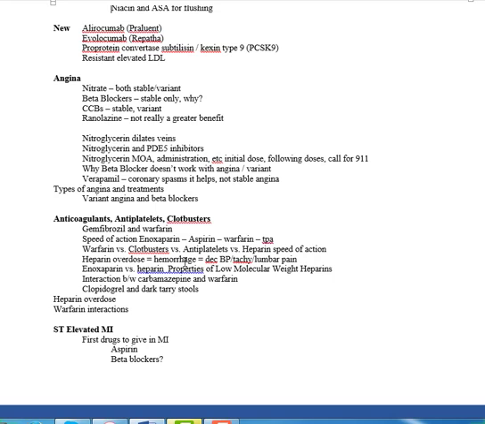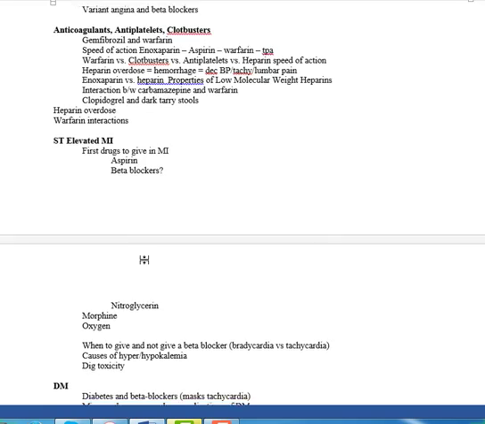Clopidogrel and dark tarry stool. So something like this where we have an antiplatelet, how do we know that we maybe have some issues with bleeding and things like that? Understanding heparin overdose, again, heparin-induced thrombocytopenia, and understanding those couple of warfarin interactions. Obviously, there are just tons of warfarin interactions.